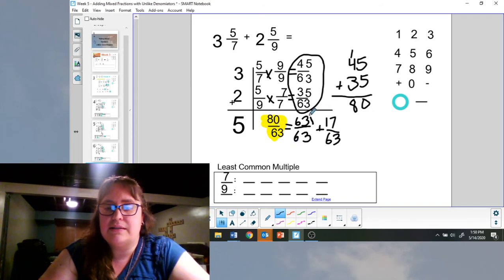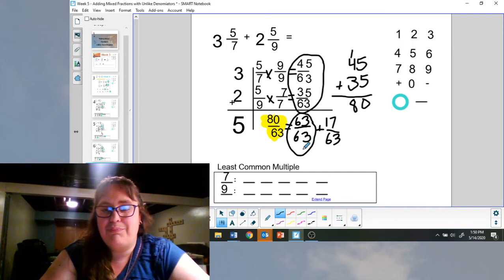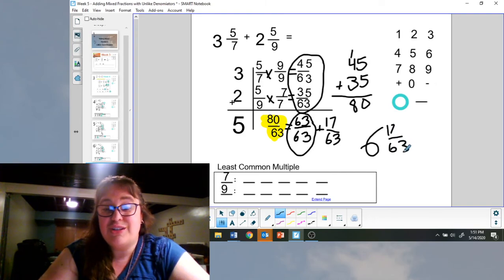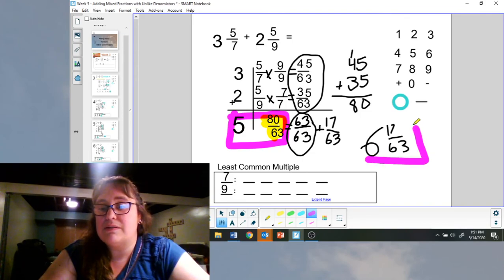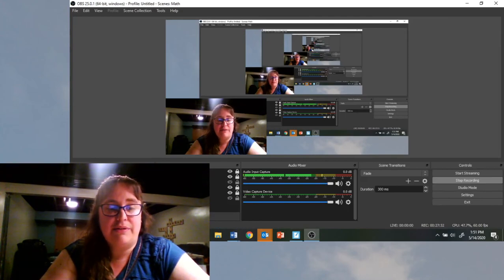I'm going to circle this because it is equal to 1 whole. So this 1 whole plus this would give you how much? 6. Give you 6. And then your leftover pieces is 17 over 63. Right? So there, you've got 2 different correct answers there. You could have given me this answer right here. That would be an okay answer. And this would also be an okay answer. 2 different correct answers that I will take from you this week.